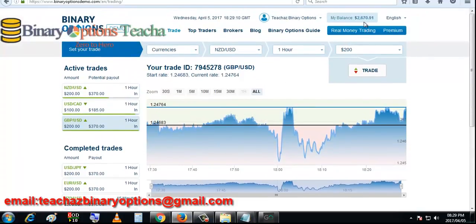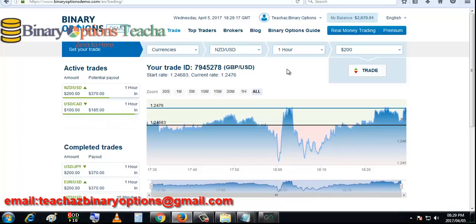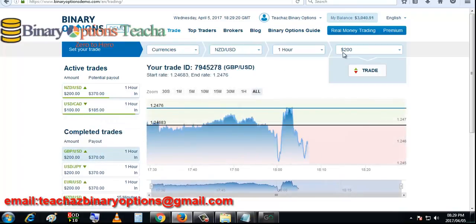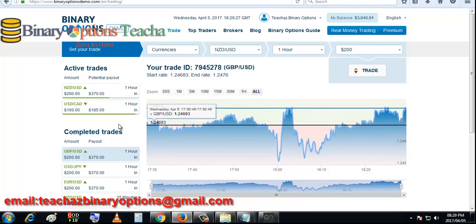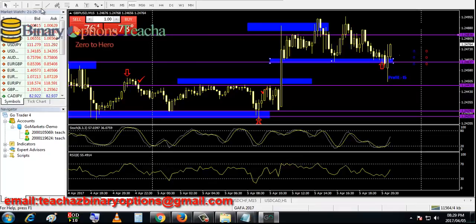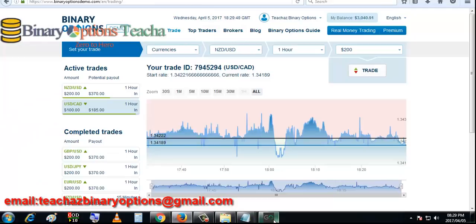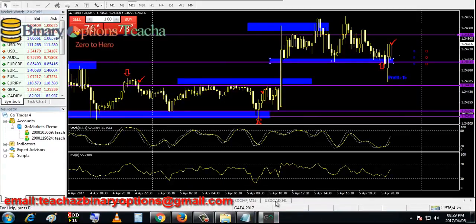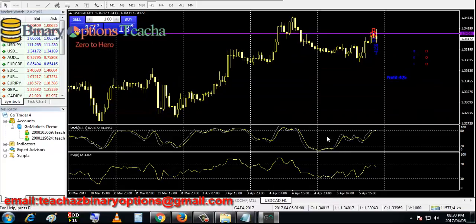So just check the balance from 2,670 and 40. This was another simple win. So let's check the USD card. It looks like it's going in the money now.